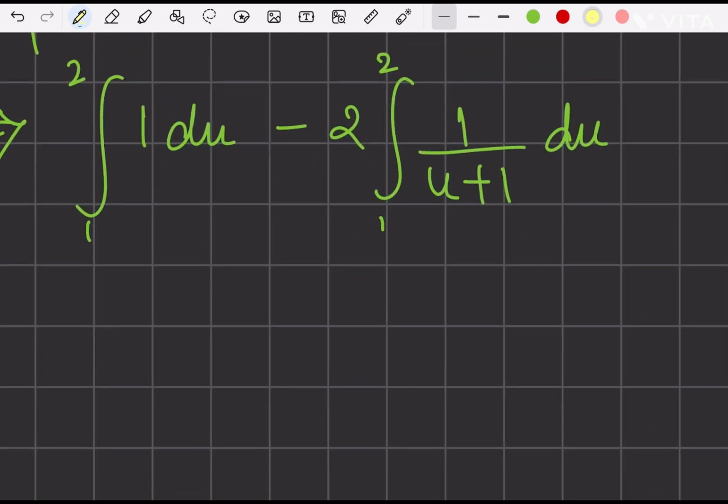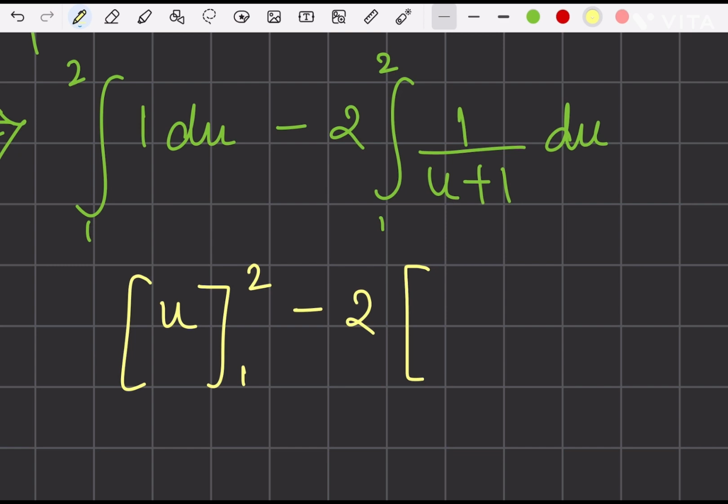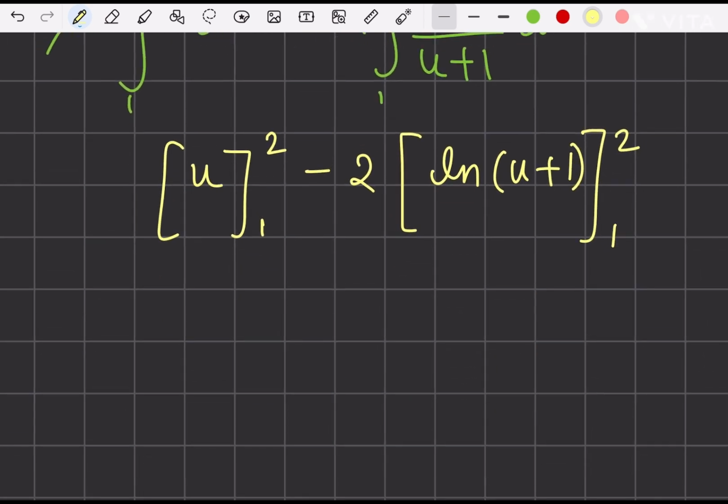Hence in the next step, the integration of a constant is nothing but just u in this case, from 1 to 2, minus 2 times the integration of 1 over u plus 1, which is always ln of u plus 1, from 1 to 2. Now what do I have to do? Now I just have to substitute my limits, upper limit minus the lower limit. So I can just write it here.